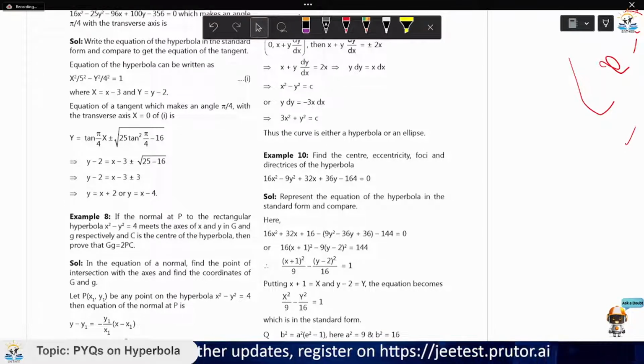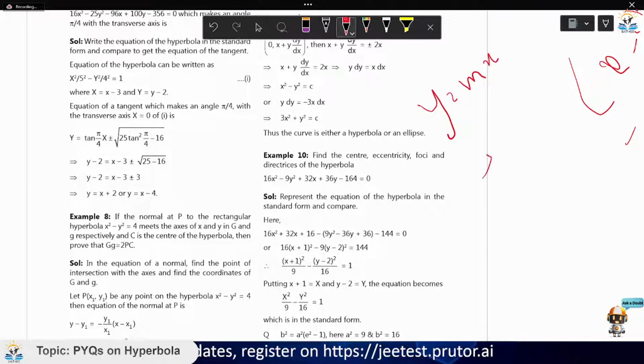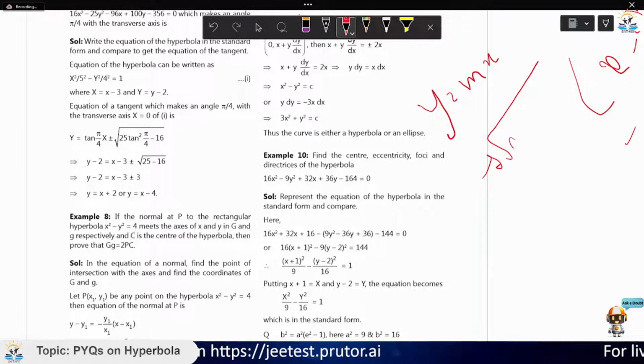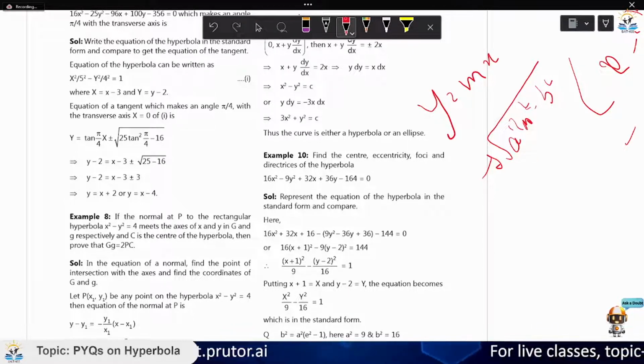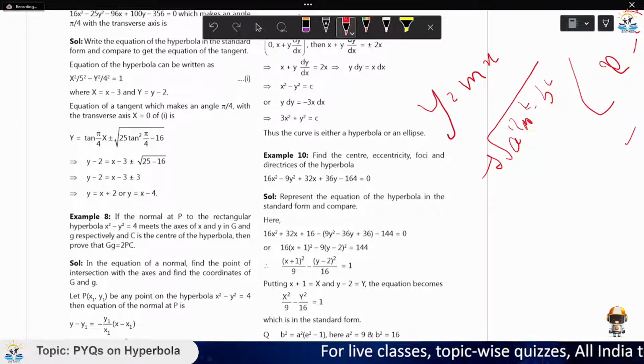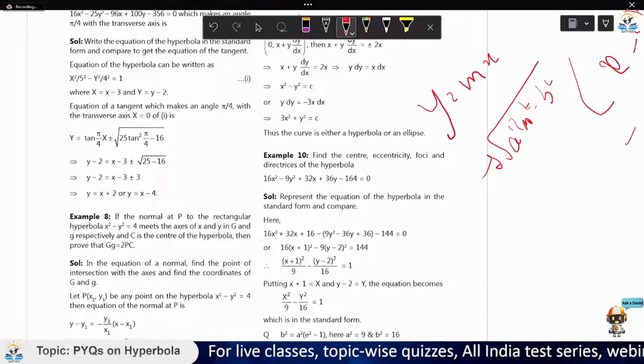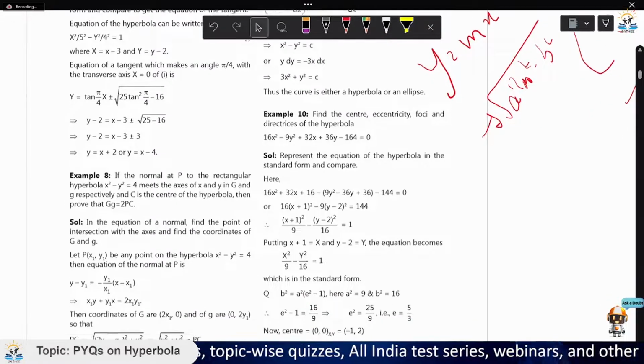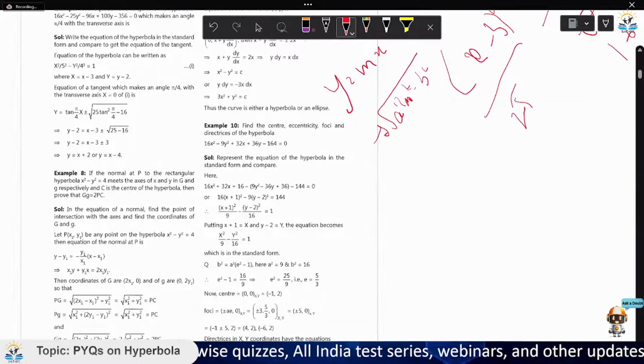So we know that for the tangent, the equation is y equals mx plus minus square root of a square m square minus b square. This is the standard equation of the tangent. And if we directly put in values, we will get the answer. And then we can change the values of x and y. If we take capital X equals x minus 3 and capital Y equals y minus 2 and then solve, we get our answer very quickly. So without wasting any time, let's move to the next part.